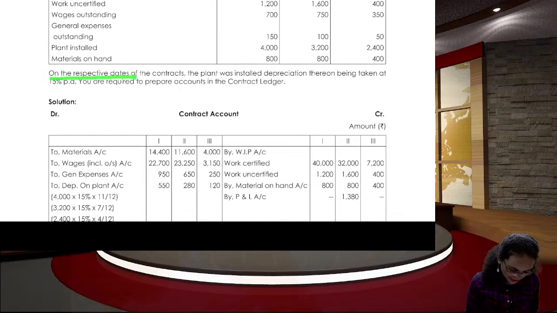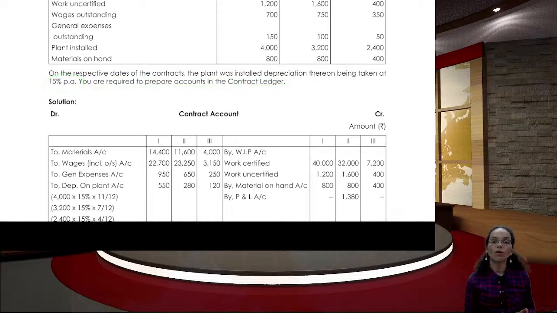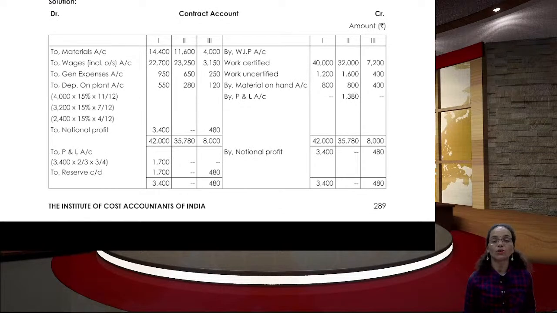On the respective dates of the contracts, the plant was installed, depreciation thereon being taken at 15% per annum. You are required to prepare accounts in the contract ledger. See, here also please guys pay attention. Small tricky points, but if you don't understand those tricky points, I'm telling you, solving the problem will be very tough.